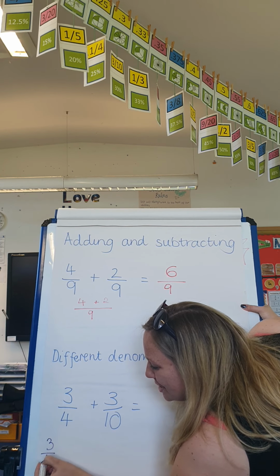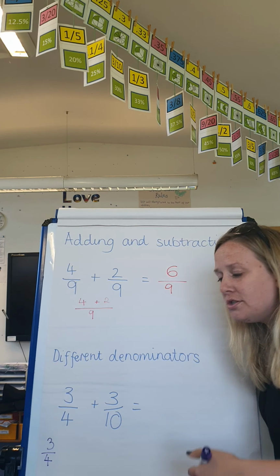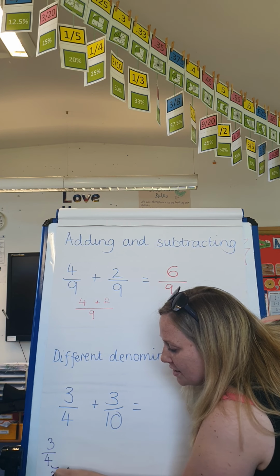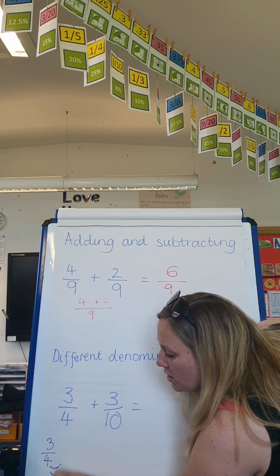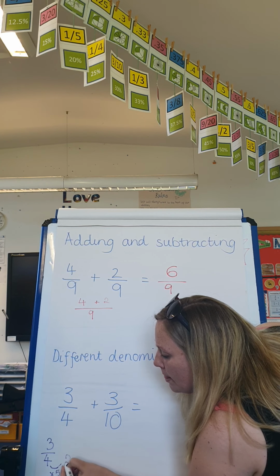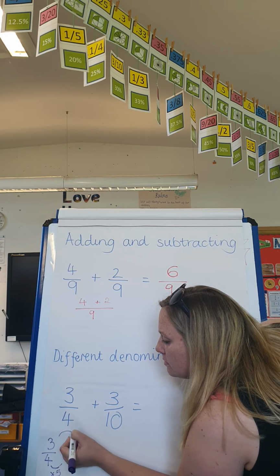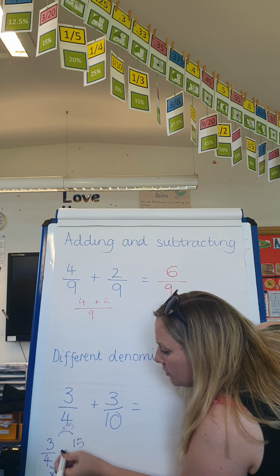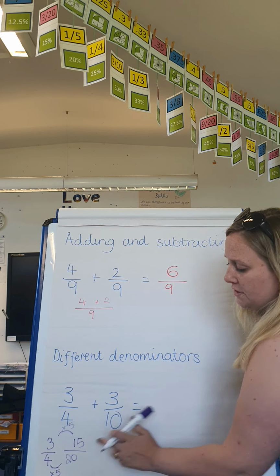Whatever I do to my denominator, I also do to my numerator. To get this into 20, I need to times it by 5. What is 3 times 5? 15. So, 3/4 is the same as 15/20.